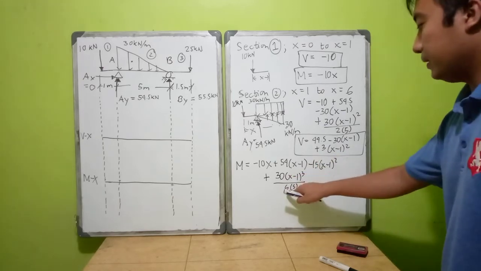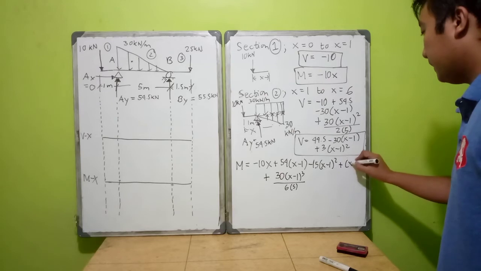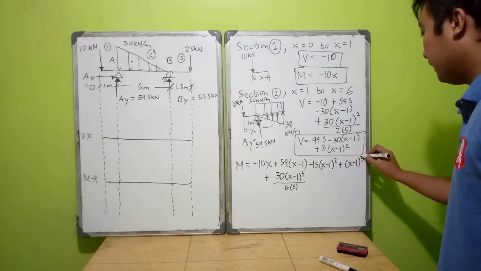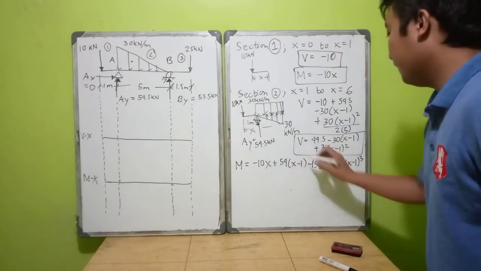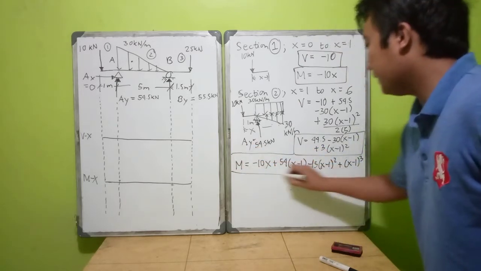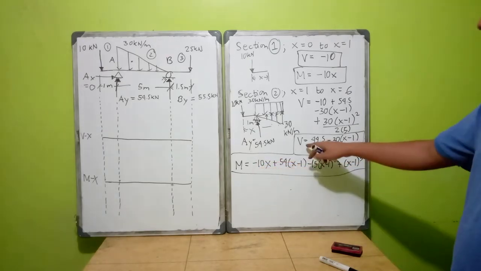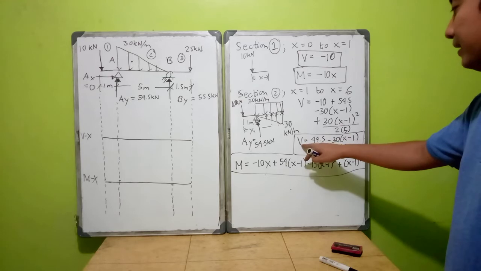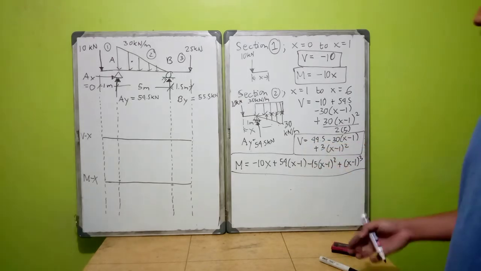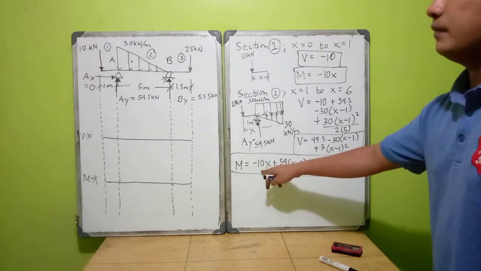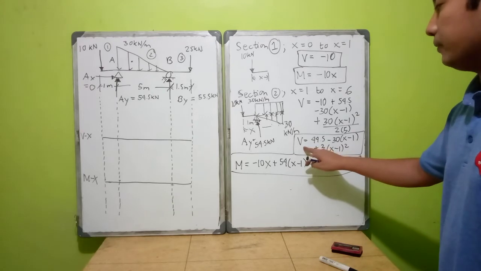Then we have 30 divided by 30, so this will be plus (x - 1)³. Okay, so this will be your moment equation. You can recheck that, because your moment equation is supposed to be the integral of your shear. So therefore, if you differentiate M with respect to x, you should get this value of V.